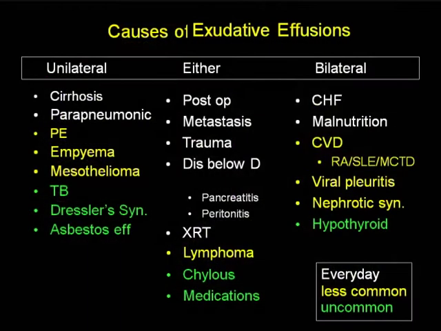So if we look at our list again, and we now make it causes of exudative effusions, we can lop off cirrhosis and ascites, CHF and malnutrition, nephrotic syndrome and hypothyroidism, and we get a list like this. Still not very good, but a little bit better, right? So are there other features that can help us figure out what to do?